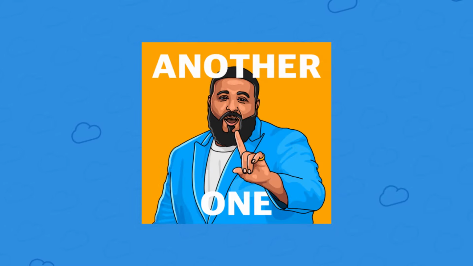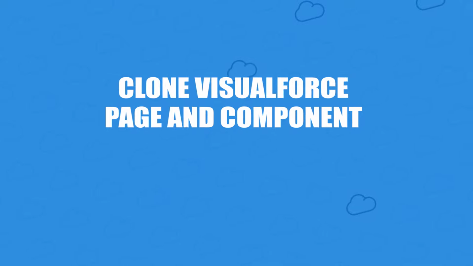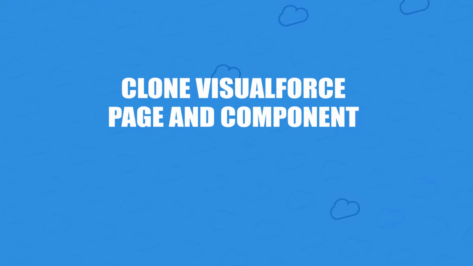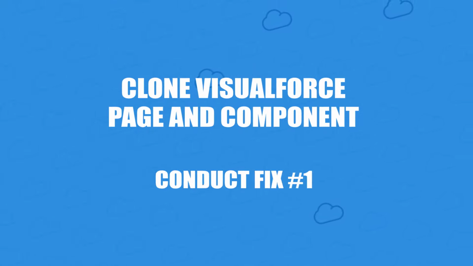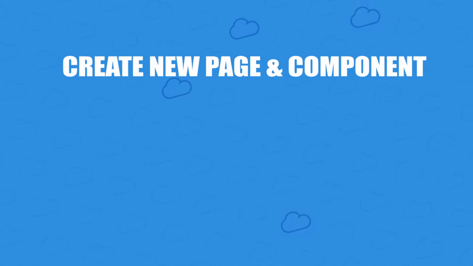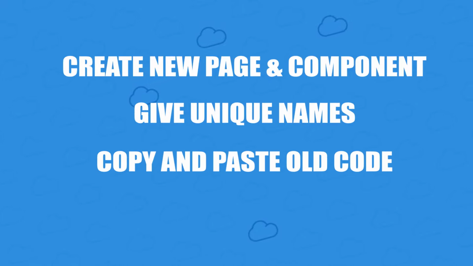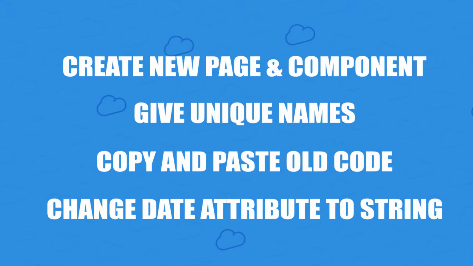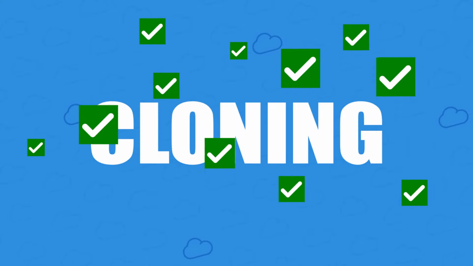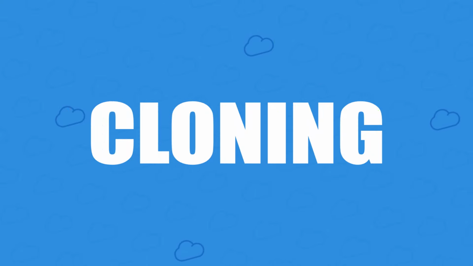One last way that you could work around this error would be to clone the Visualforce page and component, and then conduct the first fix I showed you on the clone. So all you have to do is create a new page and component, give them unique names, copy and paste the old code in, and then from there you change the date attribute to a string like I showed you. Cloning the code gives you your own version of it that you can play around with without affecting other people's work.